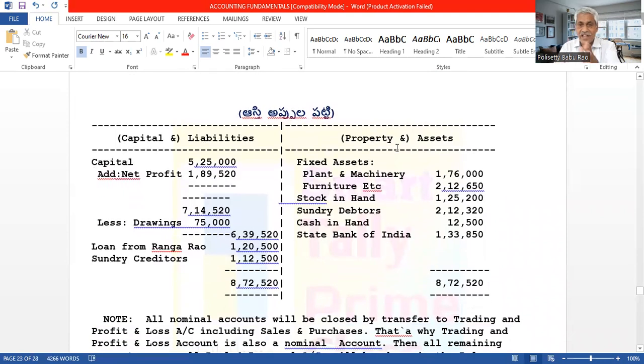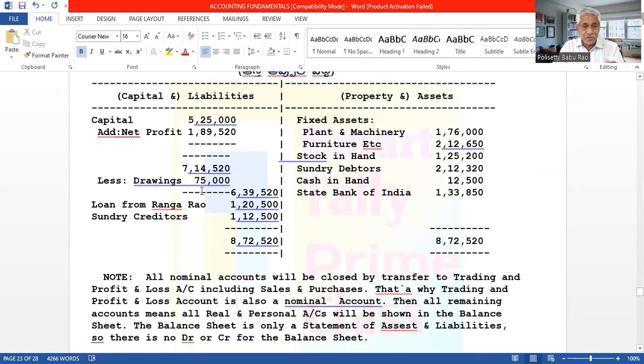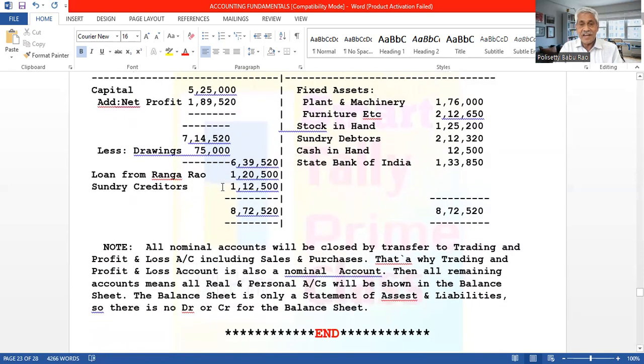So on the right hand side, all the assets. Assets means all the debit balances remaining in the trial balance. There are some expenses transferred to the profit and loss account. All other debit balances will be transferred to the balance sheet. Similarly, all the incomes, all credit balances of incomes, are transferred to the profit and loss account. Other credit balances will be transferred to the liability side of the balance sheet.